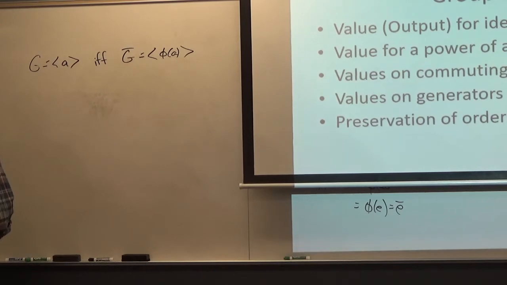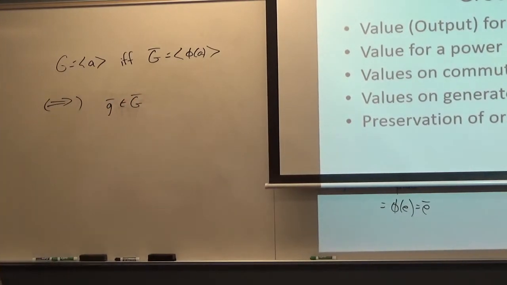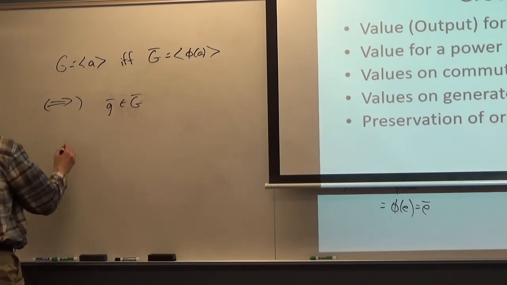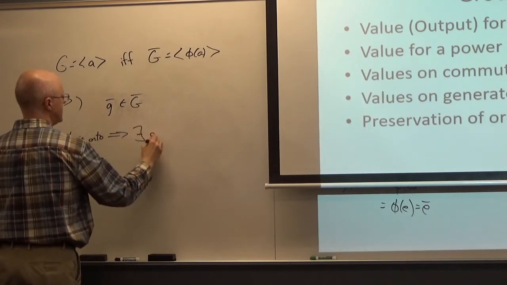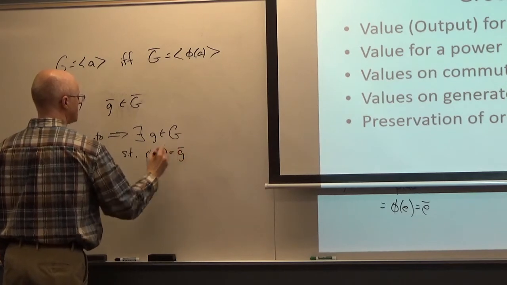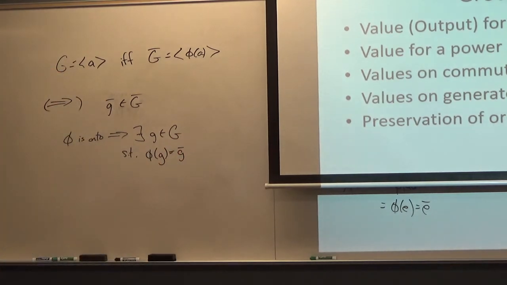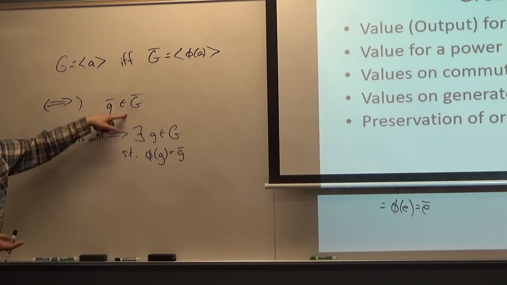So A is a generator of G. Is phi of A a generator of G bar? Let's just do one direction there. Give me an arbitrary element of G bar, little g bar. Why is it a power of phi of A? That's the question. The fact that phi is onto would imply there exists a little g in capital G such that phi of little g equals g bar. Right? Phi is onto, so everything in G bar is the output, the image of something in G.